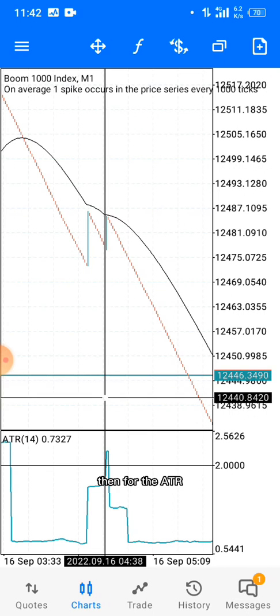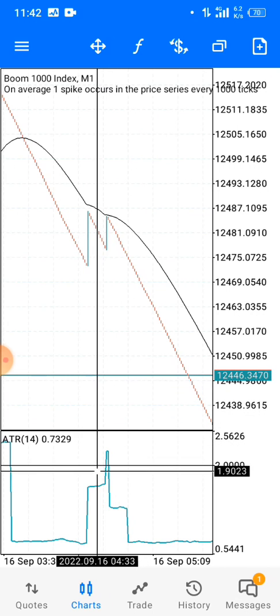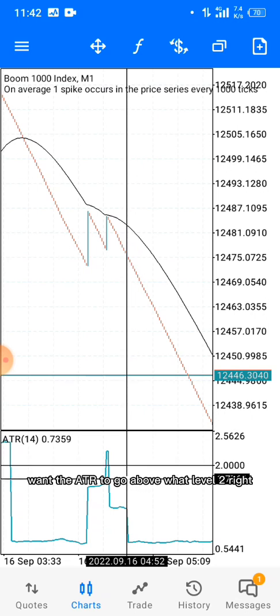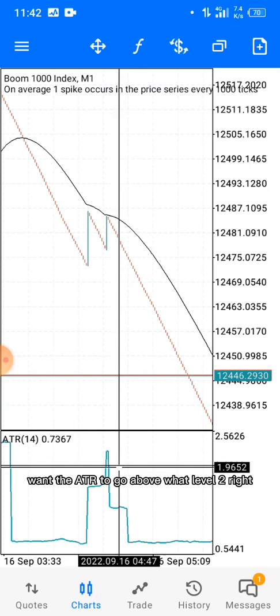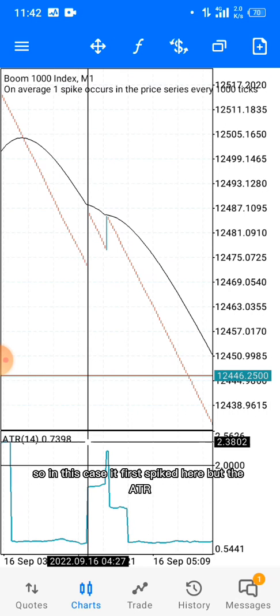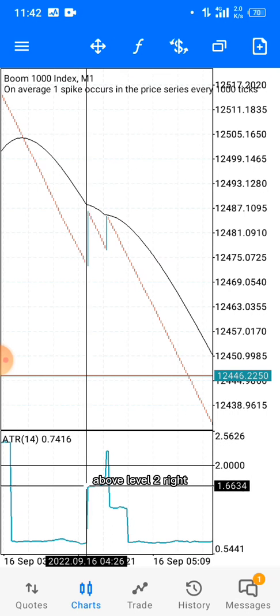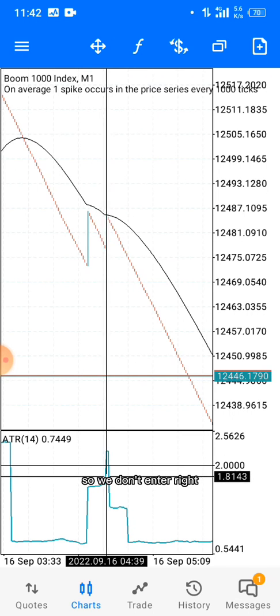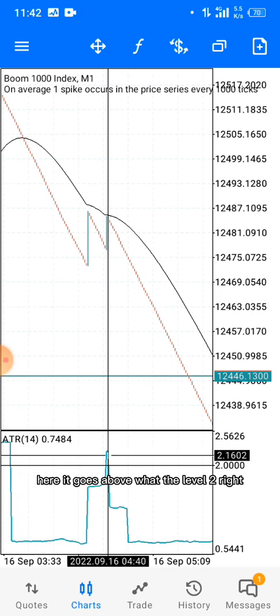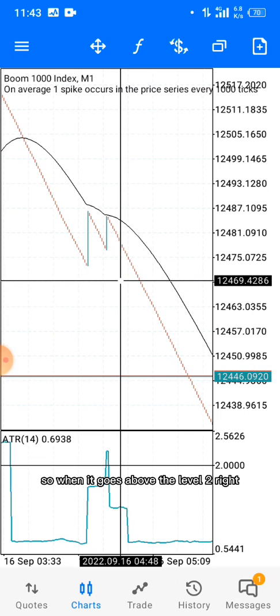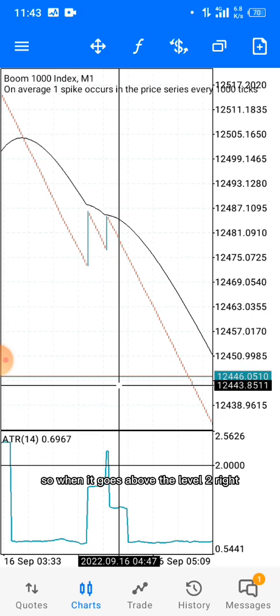Then for the ATR, when the spike occurs, we want the ATR to go above Level 2, right? In this case, at the first spike here, the ATR didn't go above Level 2, so we don't enter. And for this spike right here, it goes above Level 2, right?